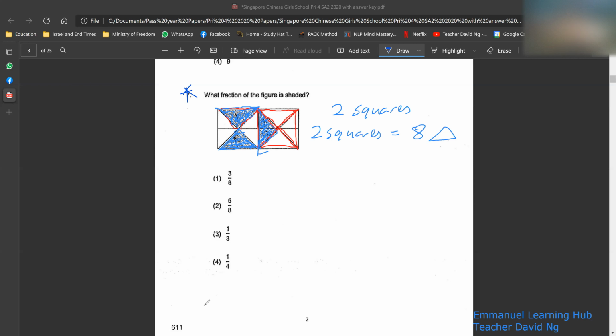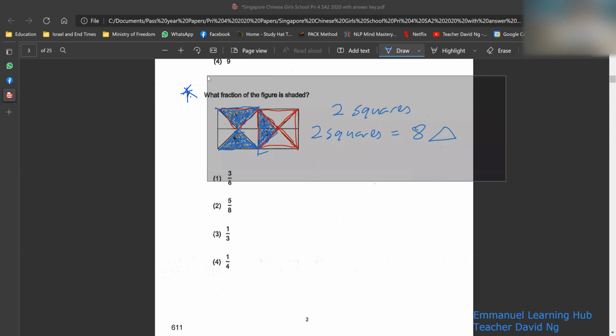3 triangles shaded, 5 are over 8. Shaded, 3 over 8. Yes, 3 over 8. You got it right. 3 over 8. Good. So you understand why it is 3 over 8? Yes. Very good.